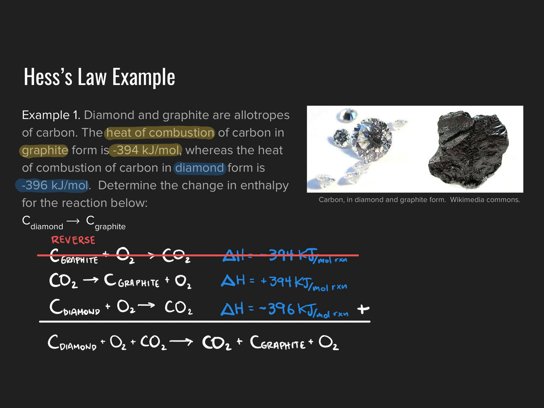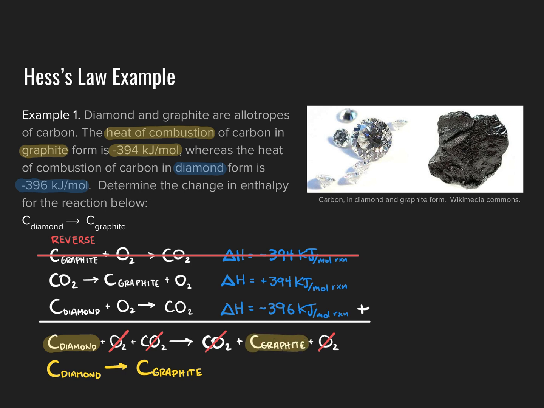And note here that I've got several species that show up both on the reactants and the product side, implying, therefore, I can cancel those species out. As I do so, I will cancel out both the oxygen, the O2, as well as the carbon dioxide, CO2, leaving me with the net sum reaction describing carbon in the form of diamond turning into carbon in the form of graphite.